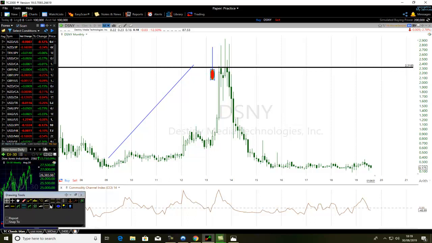There are orders, the highest orders are piled here. This zone is piled with orders to sell. That's why we have not only one pin bar, but multiple pin bars, this one, and also this one. Somebody placed a lot of orders here to sell. That's what the price is telling us. Anytime price reaches this zone, probably those are hedge funds, they are just selling.